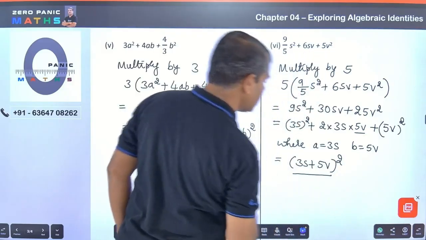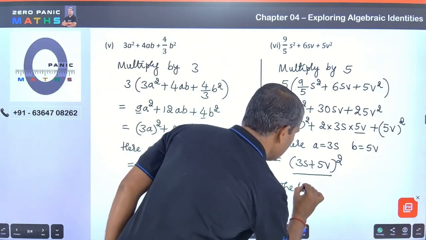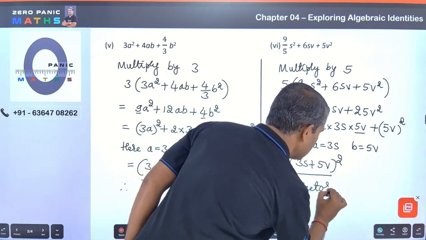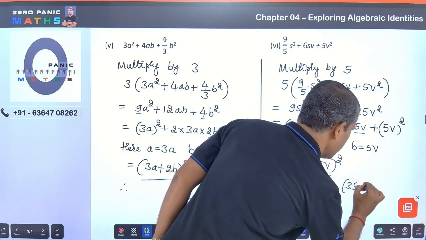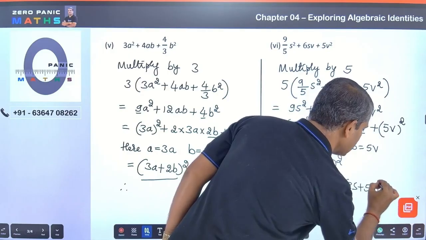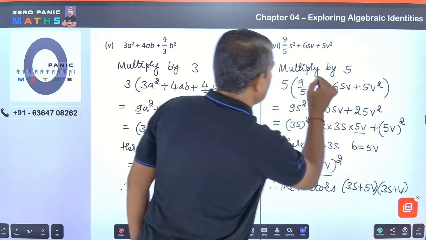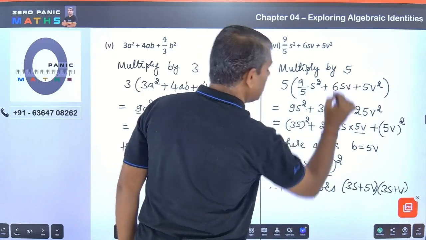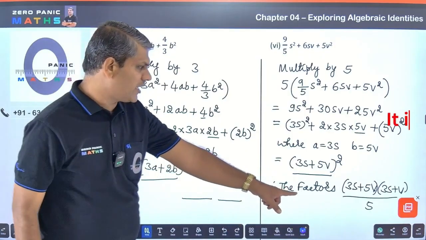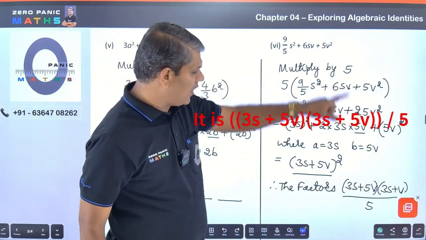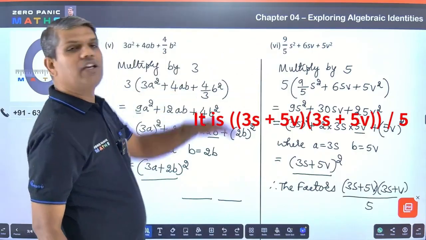I'm sorry. So this is one small correction: you should be writing the factors as 3s plus 5v, 3s plus 5v, another 3s plus 5v. Sorry, it is already multiplied, so you can divide it by 5. Because we have multiplied by 5, the final factors should be divided by 5, because we are reverting that multiplication.